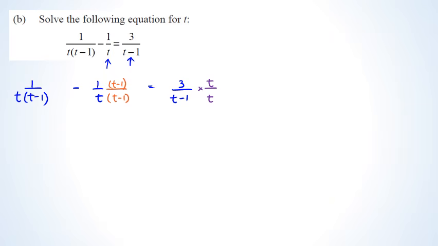So what I've basically done now is I've got all the denominators the same, which means the numerators have to equal each other. So that means I would have 1 minus 1 times t minus 1 equals 3t.